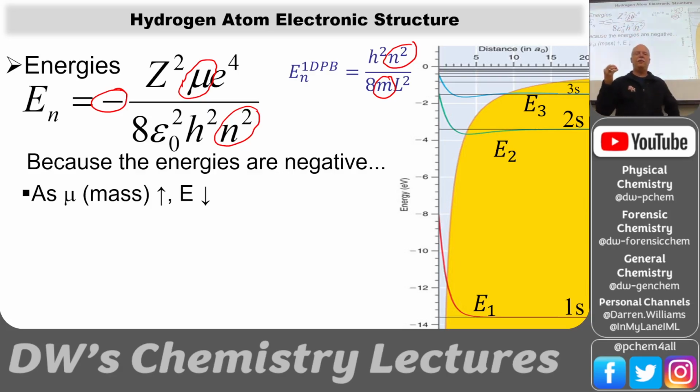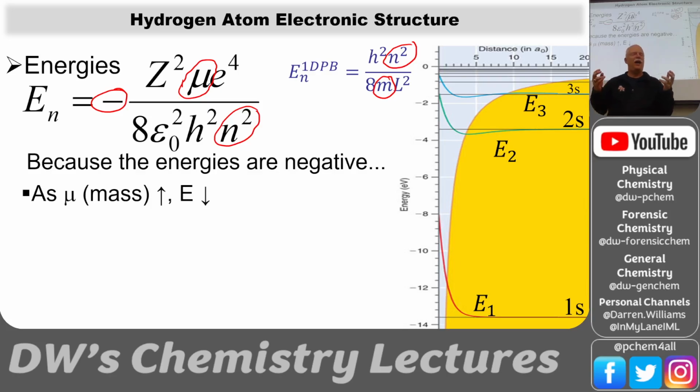If you're looking at the particle in a box, when m gets big, it's in the denominator. So what happens to the energy? It goes down. But look at this. Mu is in the numerator, so when it gets big, it gets more negative. So the energy goes down. The same trend that you learned with the particle in a box, these trends that you've memorized, that if mass gets bigger, energies drop, happens also in the electronic wave function.